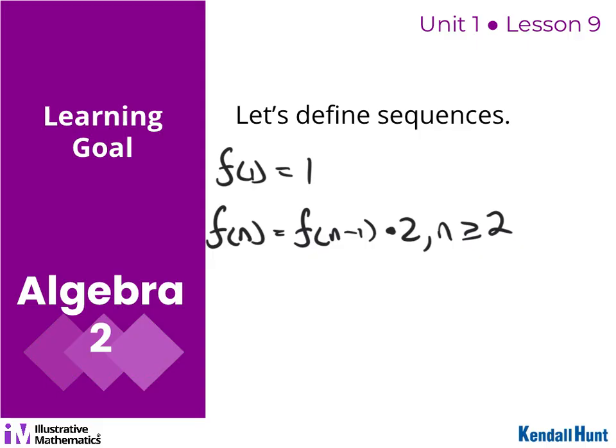Now, for explicit, so this is recursive. Let's call this recursive. A formal definition of a recursive sequence. This happens to be a geometric because we're multiplying by 2.